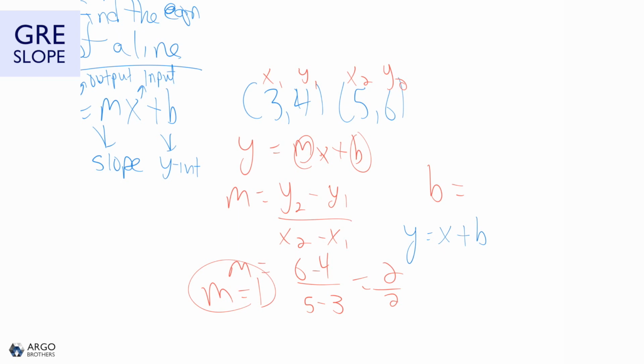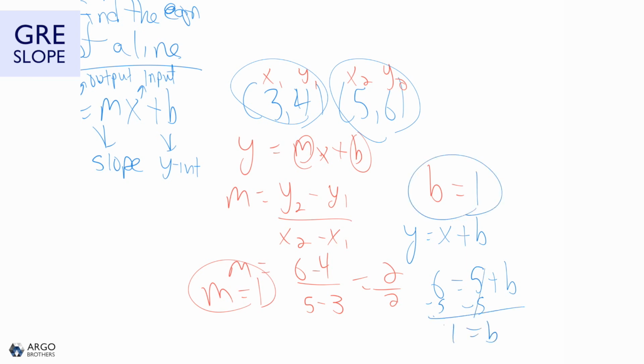Okay, so using this equation, let's plug in any point, because two of these points are on the line. Let's plug in 5, 6. So x is 5, y is 6. So we have 6 equals 5 plus b. And great, now we can just solve for b. So we get b equals 1. And just like that, we found m and we found b.